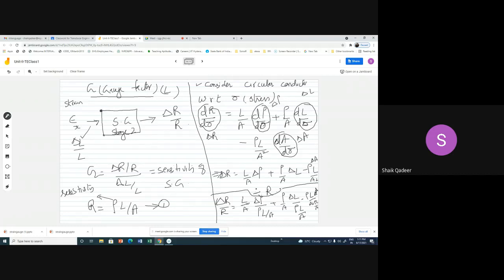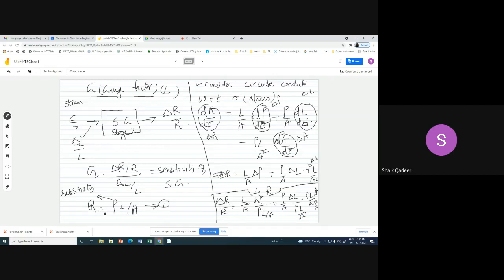The second stage of the strain gauge is this one. Its input is strain and its output is change in resistance. So we want to get the relation between these two, which is called the gauge factor. It is also called the sensitivity of the strain gauge. To derive this, we started from the basic consideration of a conducting wire, whose relation is given by R is equal to rho L by A.